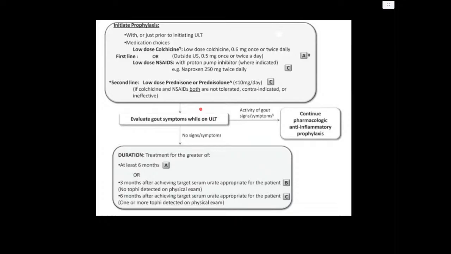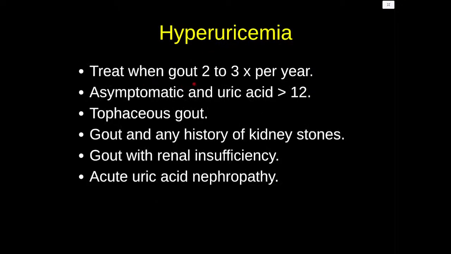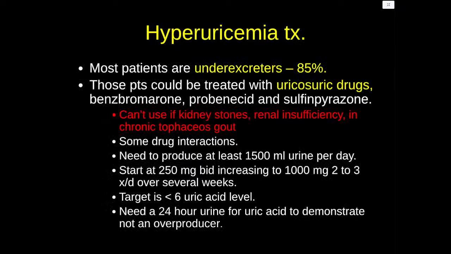You must treat hyperuricemia when gouty crises are 2 to 3 per year, and especially when they are more than 3 per year. Asymptomatic hyperuricemia, when uric acid is more than 12, you also have to treat. When you have tophaceous gout, you have to treat hyperuricemia. Gout with any history of kidney stones is also a condition for treating hyperuricemia, as is gout with renal insufficiency and acute uric acid nephropathy.